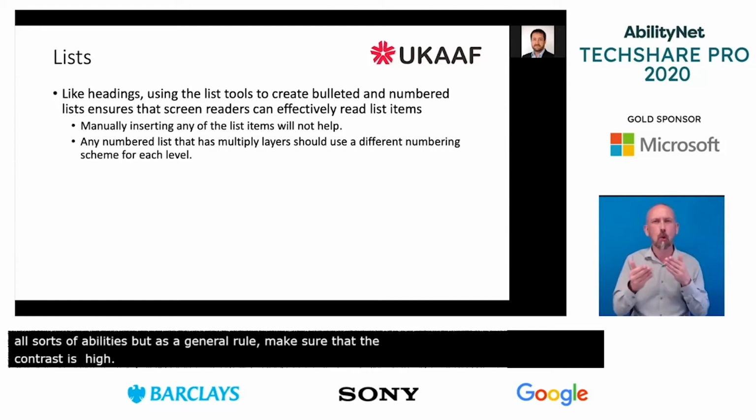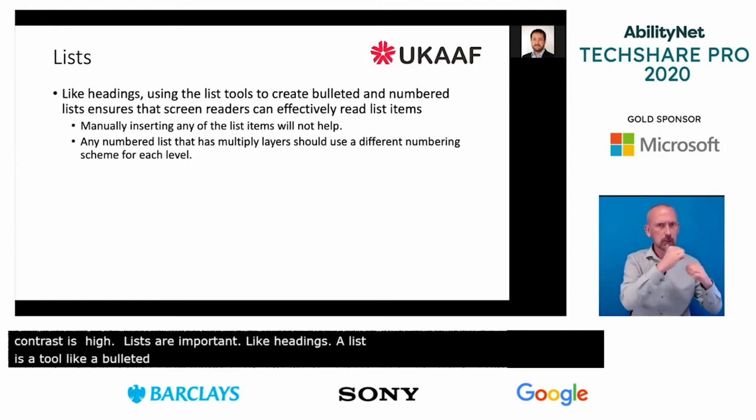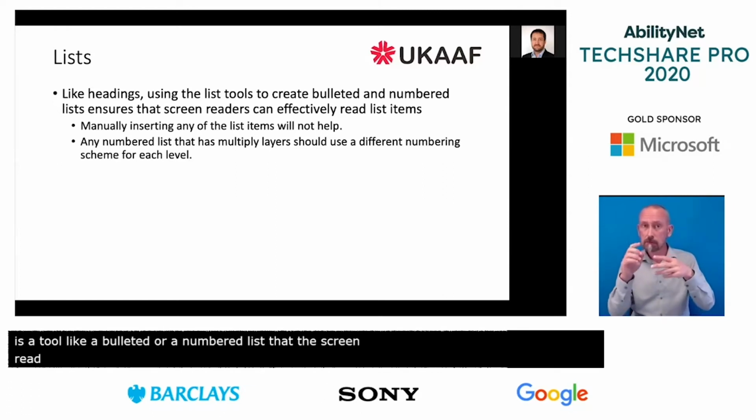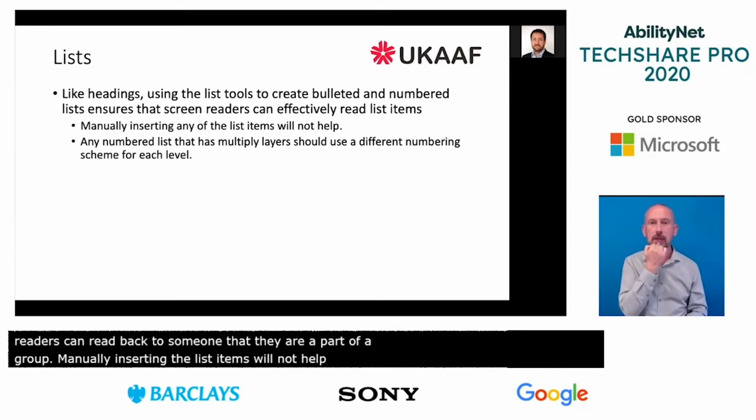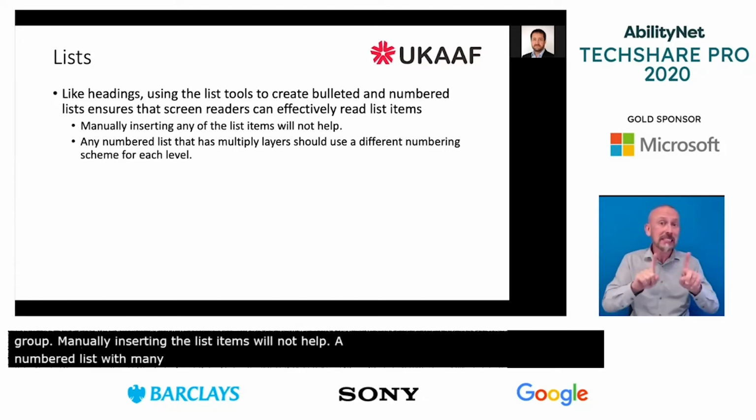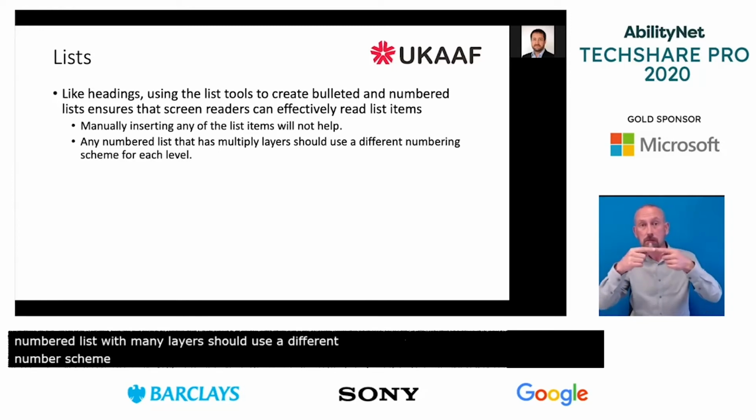Lists are really important. A bit like headings. A list is a tool, like a bulleted or numbered list, that screen readers can effectively read back to someone so they know the items are part of a group. Manually inserting any of the list items won't help. Any numbered list that has multiple layers should use a different number scheme for each level so that lists of things can be easily discerned between each other.